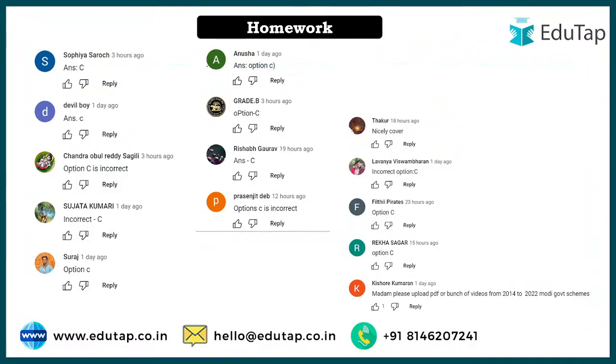Okay, these are the toppers of the last session. Sophia said the right answer. Devil, Chandra C is incorrect, because a particular time period of 10 years has been added, and exit can only be done after that. But as we have realized in today's session, the 10 years criteria is for NPS and not APY. Okay, Sujata said the right answer, Suraj said the right answer, Anusha, we have grade B, Rishabh said the right answer, and Prasenjit said the right answer. Welcome Thakur. Then we have Lavanya, Pirate and Rekha, all saying the right answer.